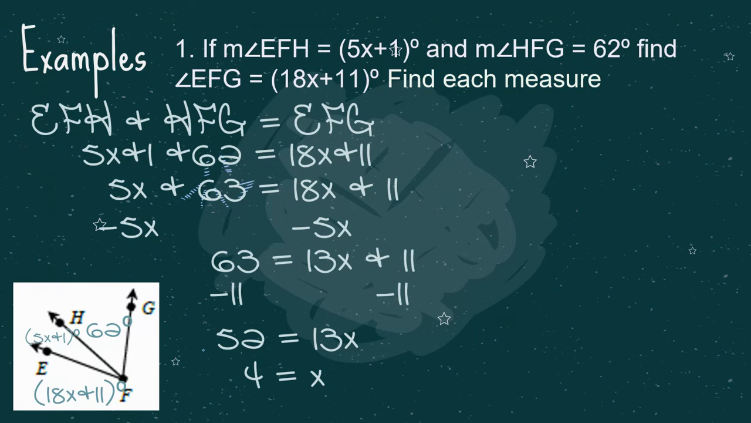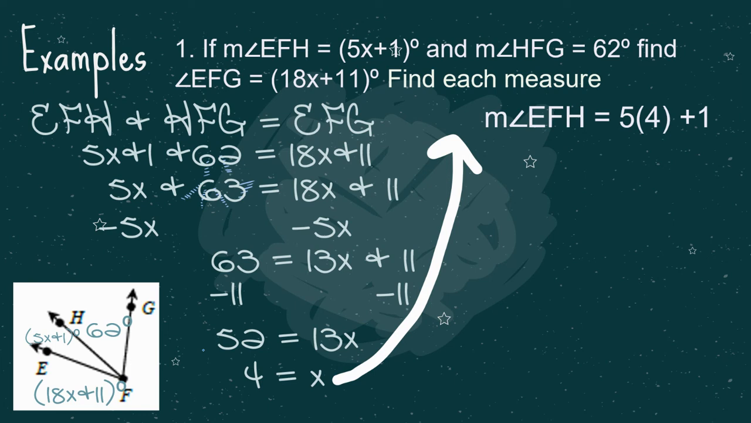It asks us to find each measure. So that means we need to find angle EOF. We need to plug in that x for 5x plus 1 and get our measure, and then plug it into our other equation and get the measure of the big angle. All right, while you're working through these, let me know if you have any questions.